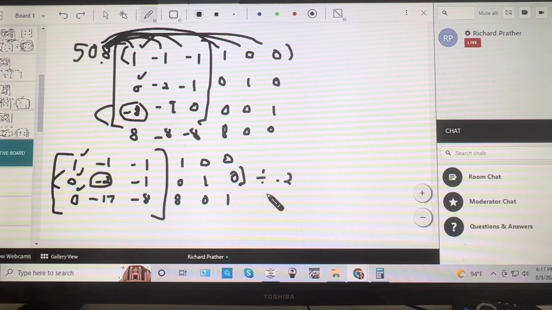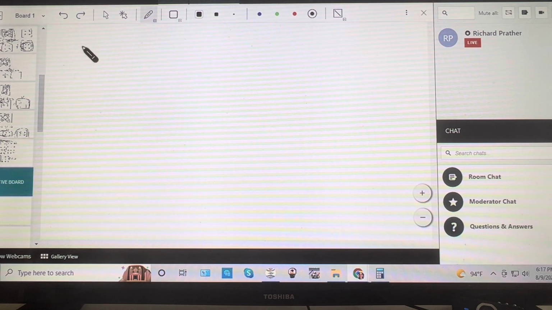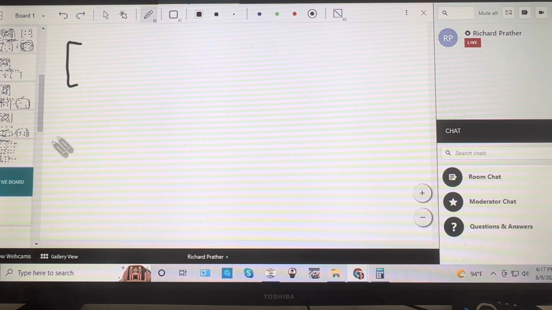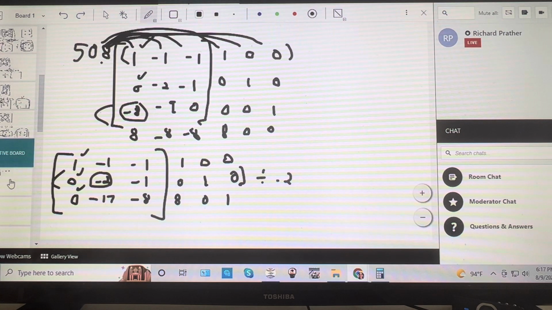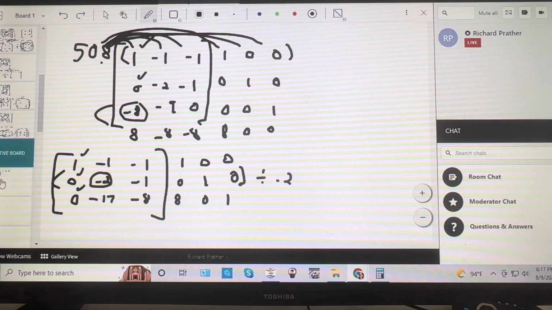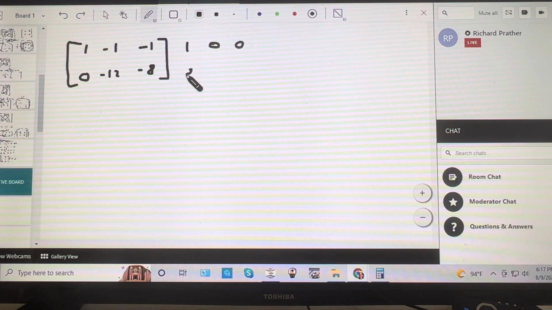It's never like, oh no, I've got to go back and do those again. So you're not going to change the first 2 rows. Let me write them down. Now here I don't have enough room to do a lot of them on the same screen. 1, negative 1, negative 1. 1, 0, 0. The bottom row is 0, negative 17, negative 8. This definitely helps to have a lot of convenient scratch paper. 8, 0, 1.